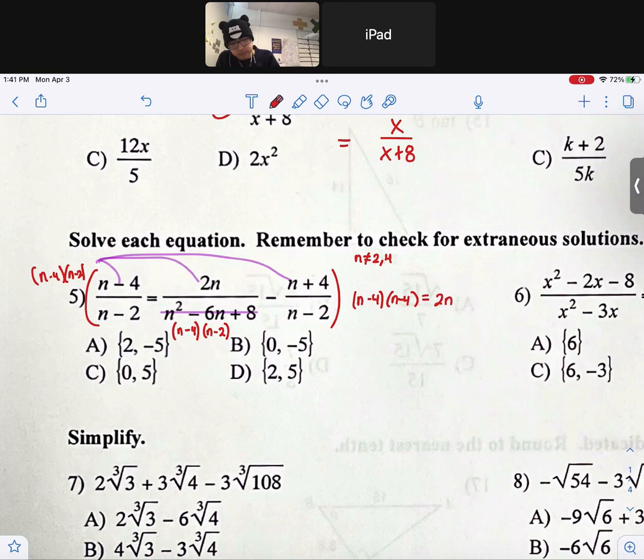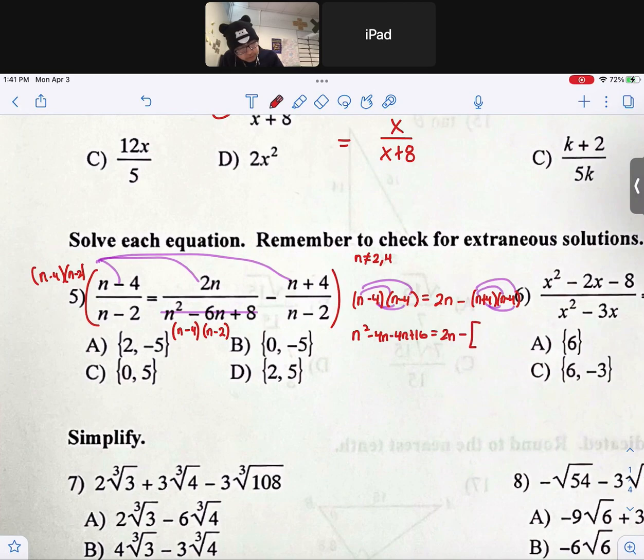And when you multiply this one to this one, the n minus 2's cancel. So all that's left is the n minus 4 and the negative sign with the n plus 4. So minus n plus 4 times n minus 4. So we need to do these double distributions in two different locations. n squared minus 4n plus 16 equals 2n.